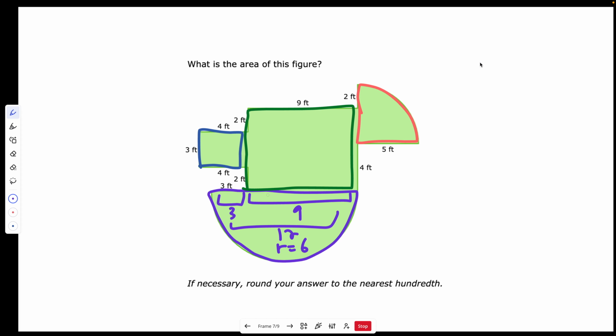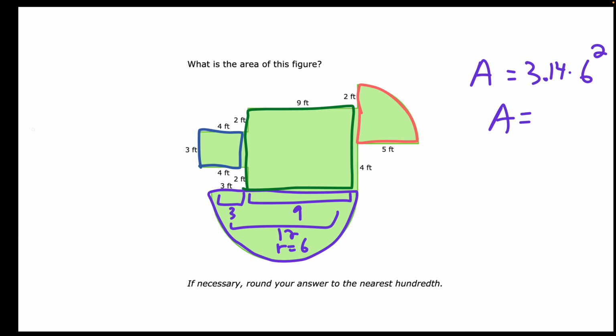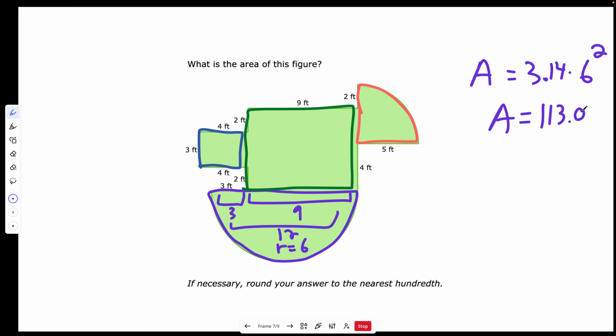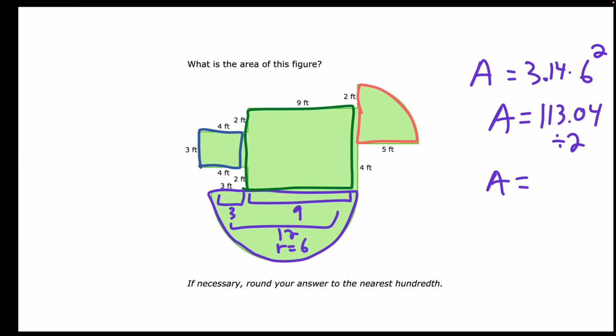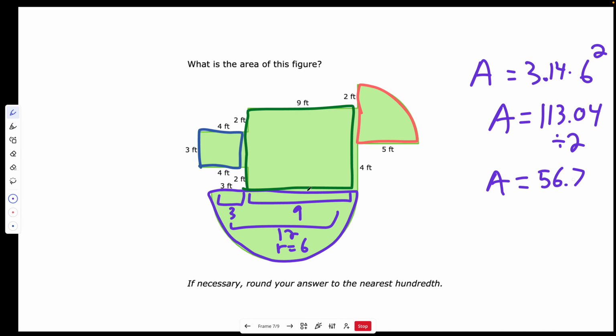Now, we're going to find the area. So we know it's pi times r squared. So we're going to do, let's use 3.14. Always use 3.14 for pi times 6 squared. When we type this into the calculator, we get 113.04. But remember, this is not a full circle, right? This is only half of a circle. So we need to take that answer and divide it by 2. When we divide 113.04 by 2, we get 56.52. So for this half circle here, the area is 56.52.